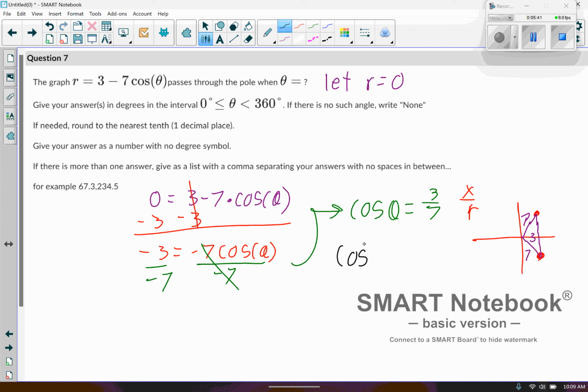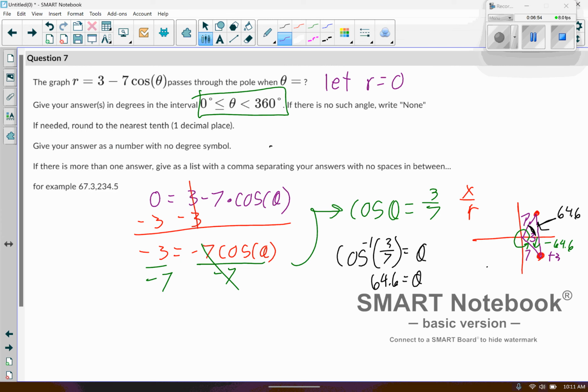64.6 is going to be my angle theta, so that's this angle right here. This other angle right here would be negative 64.6. Now, my parameters are between 0 and 360, so what I'm going to have to do is add 360 degrees to this, and that should give me the angle within those parameters. I'm going to add 360, and that will give me that secondary angle.